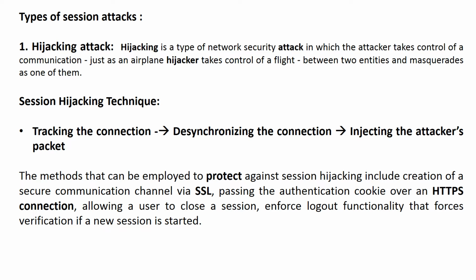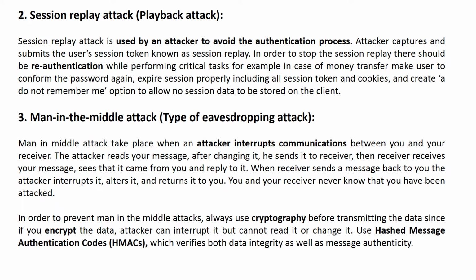Tracking the connection. First, they track the connection, okay, and then desynchronize the connection, and finally they inject the attacker's packet. This is how it is being done. They just track it. Simply they will silently sit in one corner, and then they will track everything whatever is happening. Then they desynchronize everything, then inject it. This is really very bad, and to protect it we have certain other things like HTTPS, that is your hypertext transfer protocol, secure, S stands for secure, and SSL, secure socket layer. Both are used for hijacking attacks to mitigate them or stop them or reduce them.